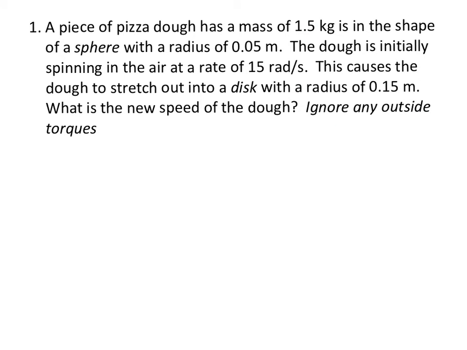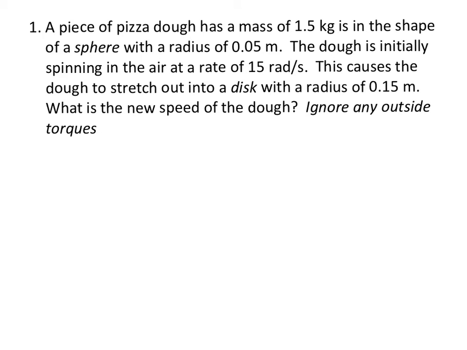Okay, first, a piece of pizza dough that has a mass of 1.5 kilograms is in the shape of a sphere with a radius of 0.05 meters. The dough is initially spinning in the air at a rate of 15 radians per second. This causes the dough to stretch out into a disk with a radius of 0.15 meters. What is the new speed of the dough? And we're going to ignore any outside torques.